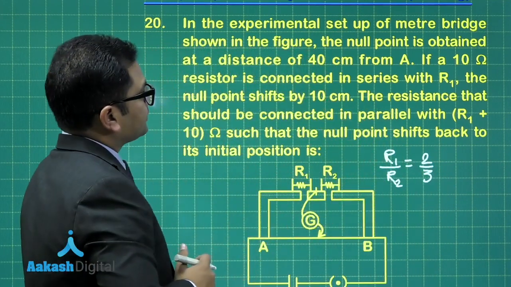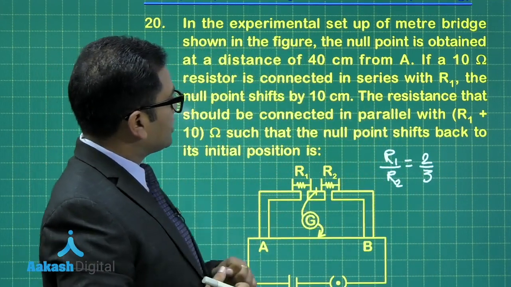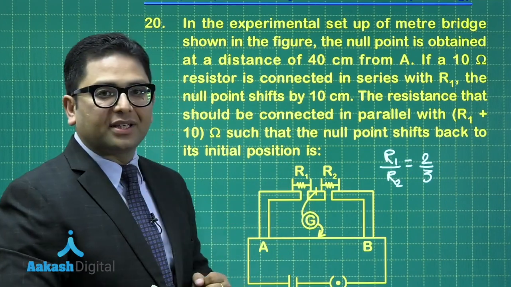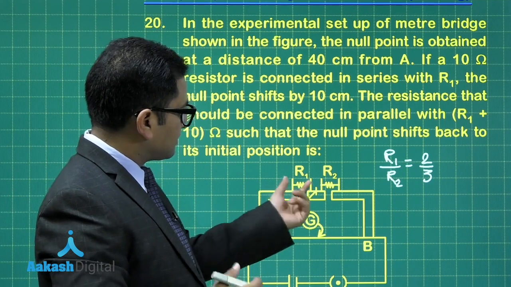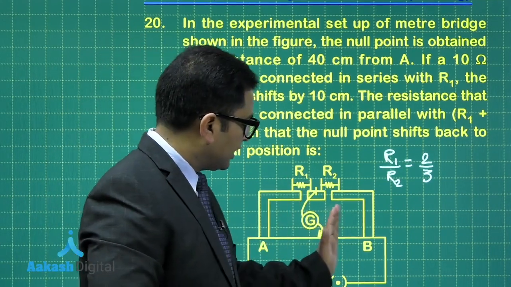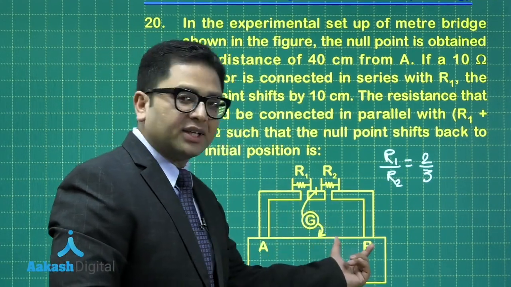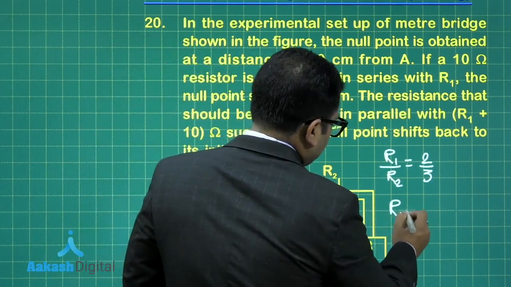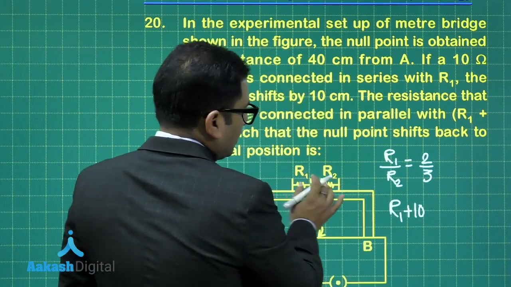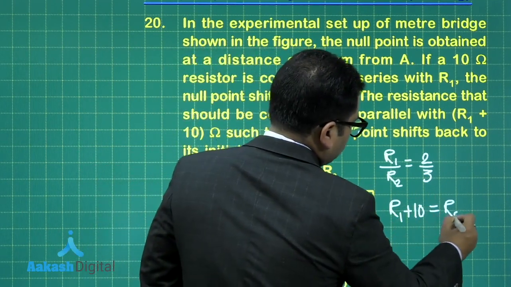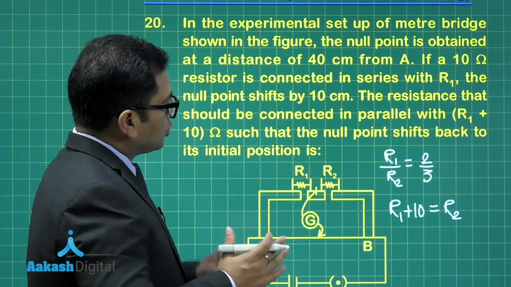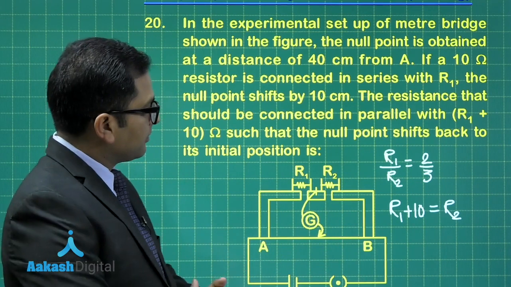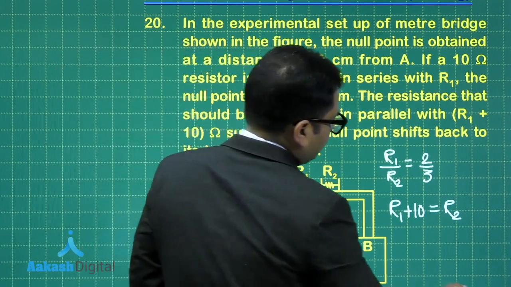That's the first thing. If a 10 ohm resistor is connected in series with R1, the null point shifts by 10 centimeter. Quite obviously, when this resistance becomes larger, the null point would go there. So this would be 50, this would be 50. The ratio is 1:1. In other words, R1 plus 10 has to be equal to R2. These are the two things that we saw, because when it becomes 50 and 50, the values would be equal. Let's try to solve this.